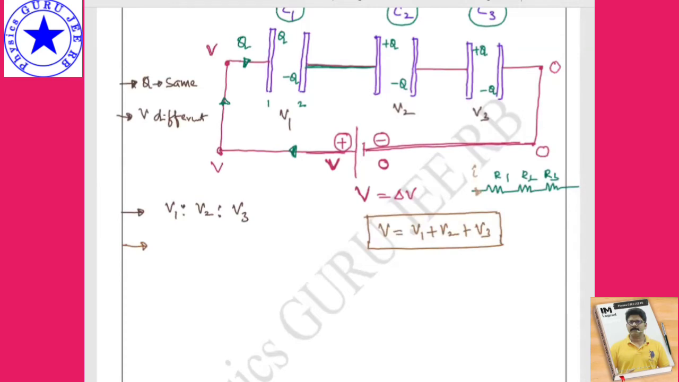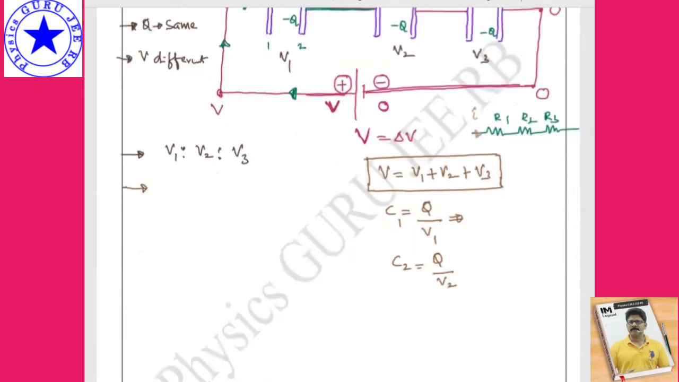If I want V1, we know the formula for capacitance C is equal to Q by V, right? So for C1 it is Q by V1. Now C2 equals Q by V2. Similarly, C3 equals Q by V3, right? Hope it is clear. Now V1 is equal to Q by C1, similarly V2 is equal to Q by C2, and V3 is equal to Q by C3. Because Q is the same, I am placing it as Q itself.